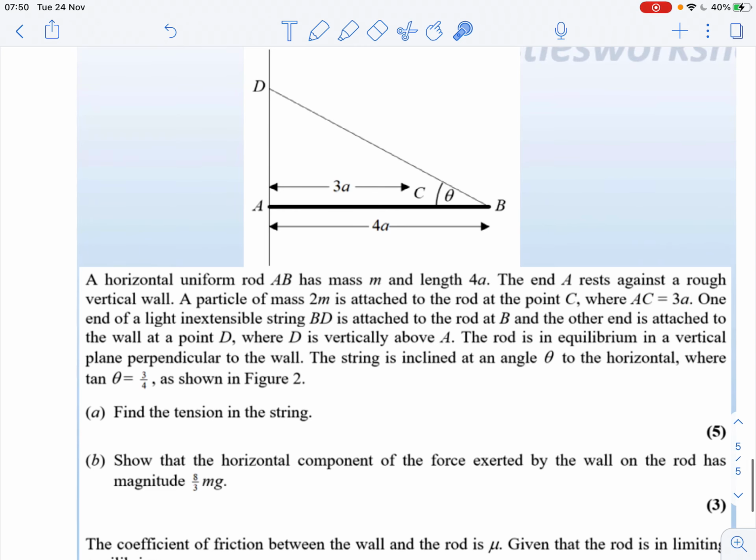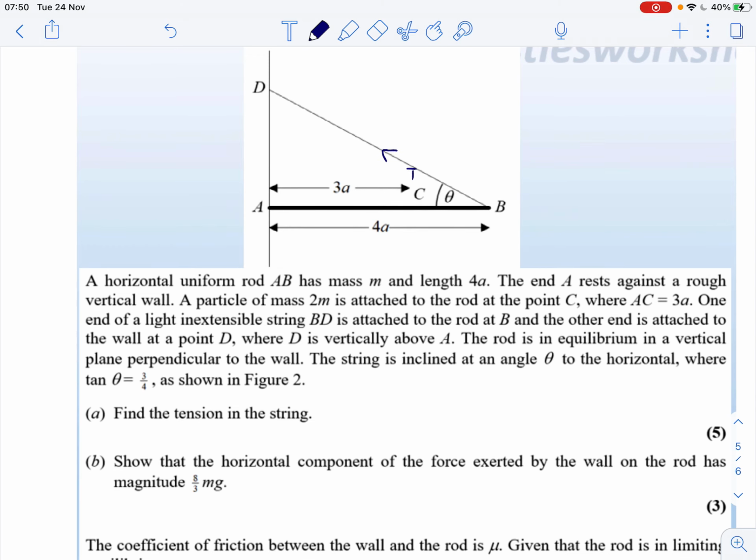Okay, so first off, let's start labelling my diagram. So I've got tension going up, which means I've got a vertical component and a horizontal component. This will also be theta due to alternate angles, and therefore this vertical force will be T sin theta, and this horizontal force will be T cos theta.